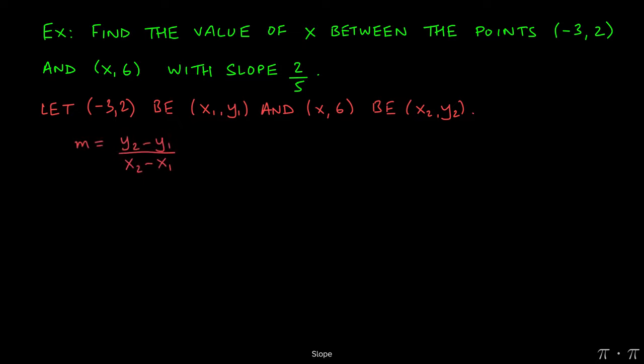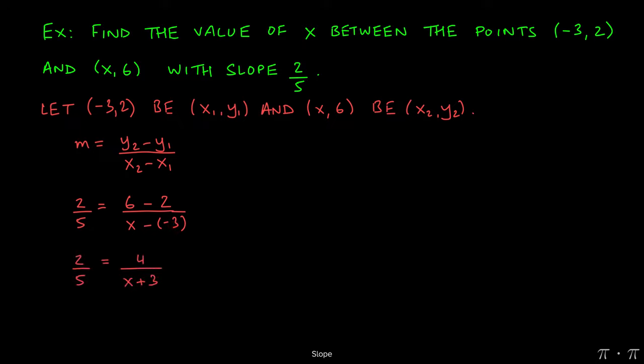Next, we recognize that we're given a slope, so we should probably use that piece of information as well. The slope formula is y2 minus y1 over x2 minus x1. If we replace the letters with the appropriate numbers, we get m, which is 2 over 5, by itself, y2, which is 6, y1, which is 2, x2, well, we don't know what it is, so we're going to replace it with x, that's the x coordinate right here, minus a negative 3.